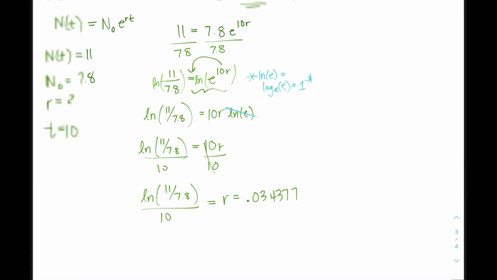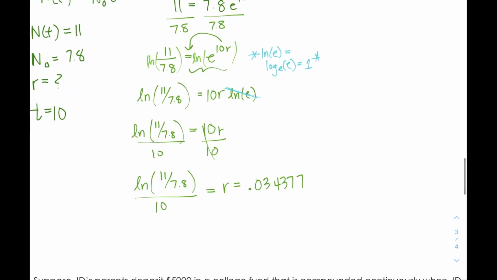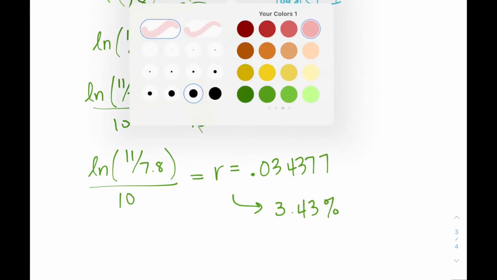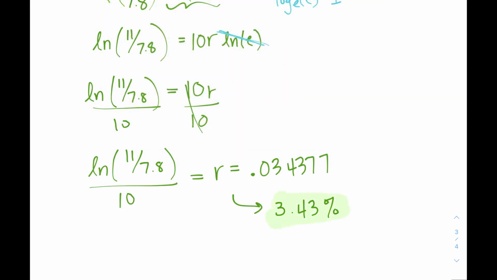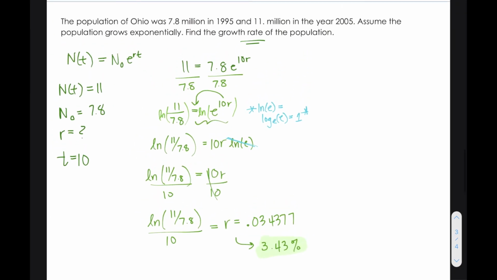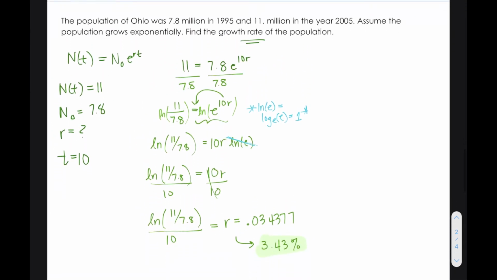0.034377. We look and see if it told us to round. It didn't, so I'm going to round to the nearest hundredth. I'm going to multiply by 100 first to turn it into a percentage. So it's going to be 3.43% is the population growth rate of Ohio. Okay, so I think the hardest part is maybe setting up the equation from the start. But once you have that, it's just using our strategy 4 to solve it out.